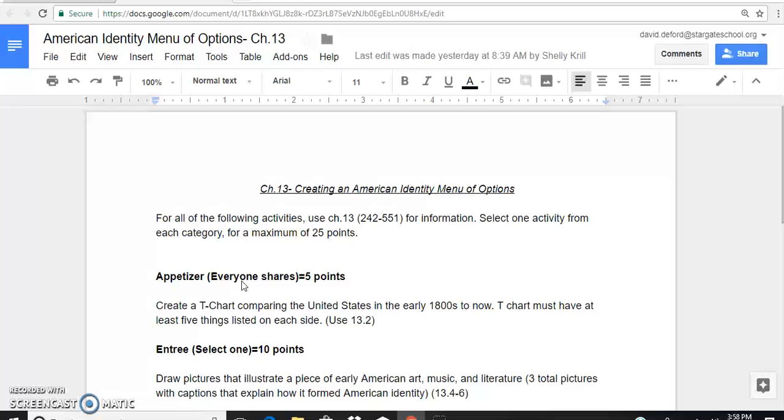I just wanted to briefly go over the assignment that I had loaded onto Google Classroom. That's going to take the place of our normal reading notes that we take for each chapter. So for chapter 13, we're going to do something a little bit different. It's called the Creating an American Identity menu of options.